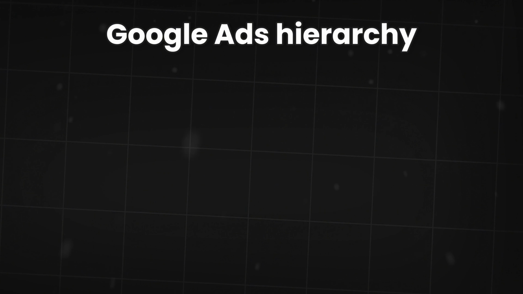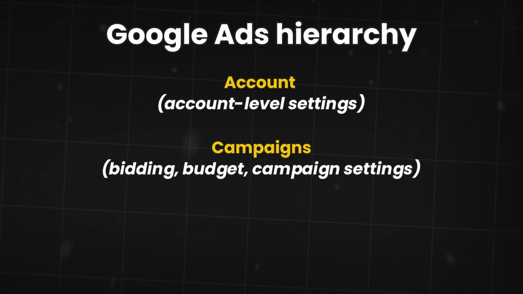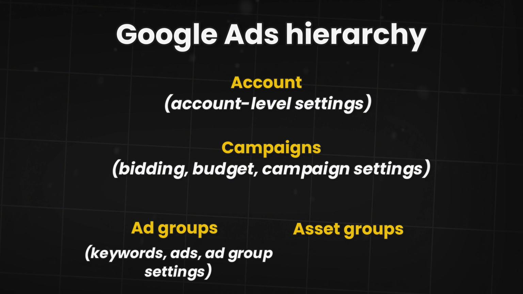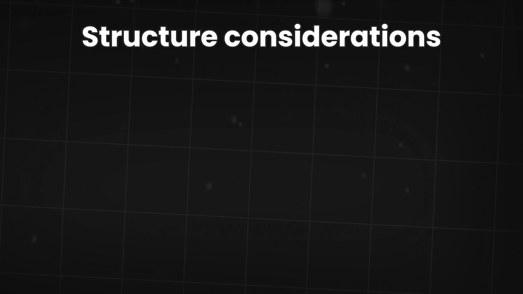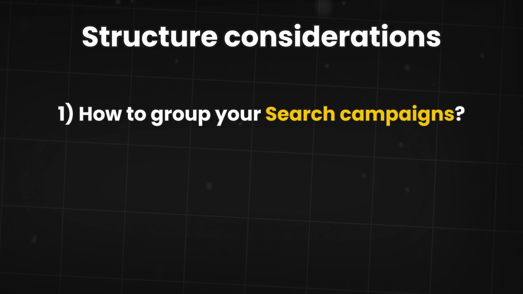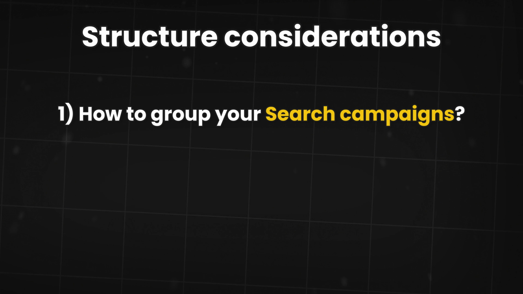Essentially, at the top of your account, you have your account level settings. Your account consists of campaigns, which themselves consist of ad groups or asset groups. In the context of search, we're talking about ad groups, and each ad group contains keywords and ads. Therefore, there are 2 points that you need to have in mind when it comes to your campaign structure. Number 1, how do you group your search campaigns? And number 2, how do you group your ad groups? When it comes to the first question, there are 2 approaches you can try out.